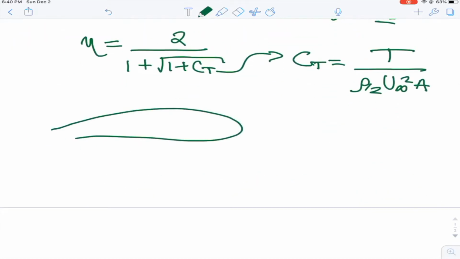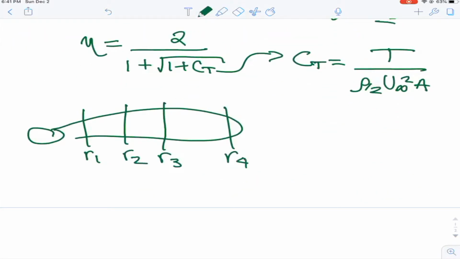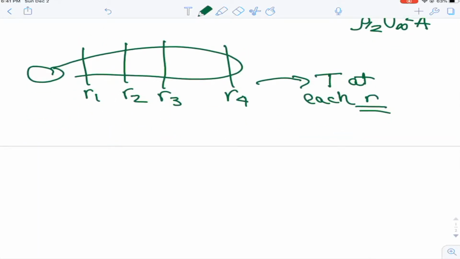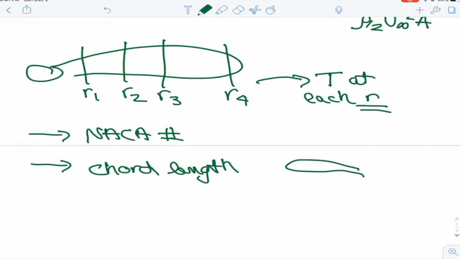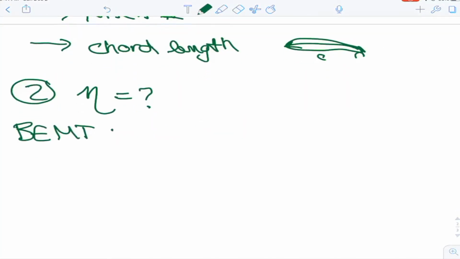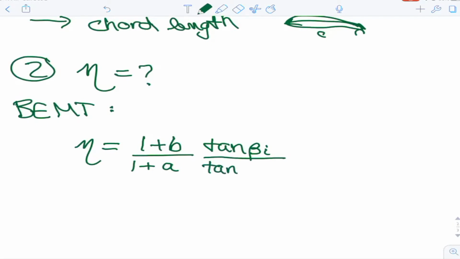Next, we discretized the blade at 4 points. For each radius, we choose a NACA airfoil number based on literature and a chord length, but this will change through iterations to get an elliptical distribution. Next, we must find the efficiency using the following blade element momentum theory equations.